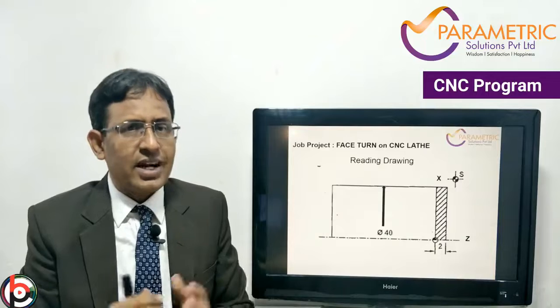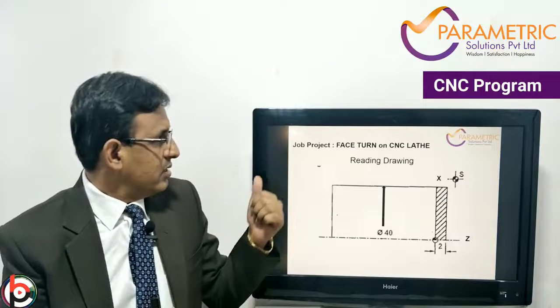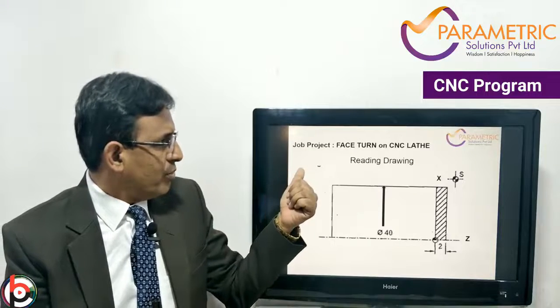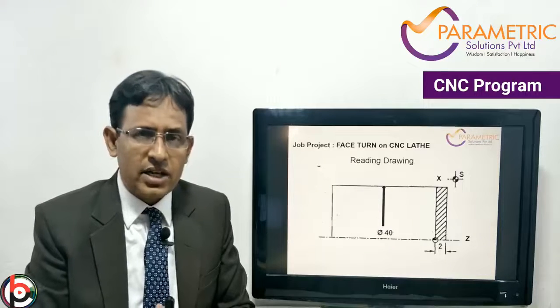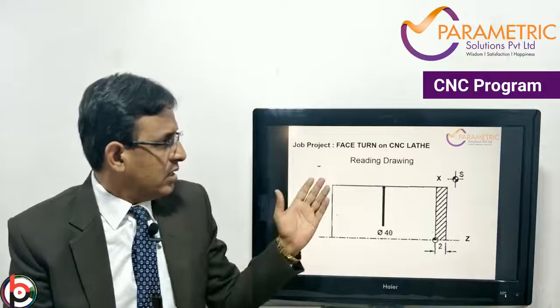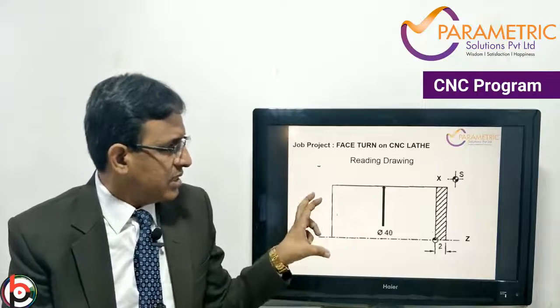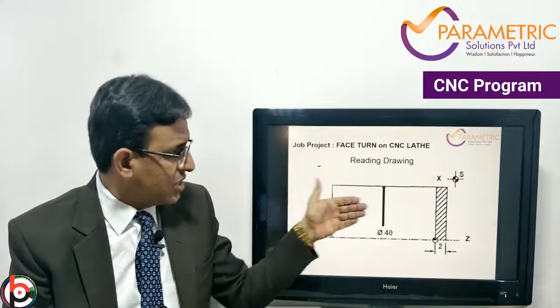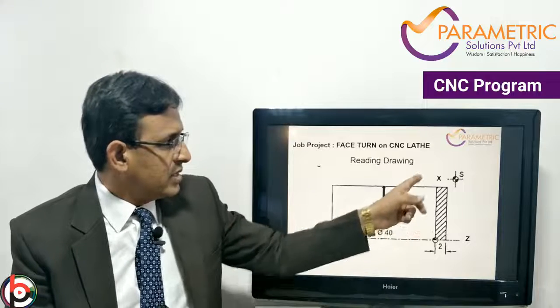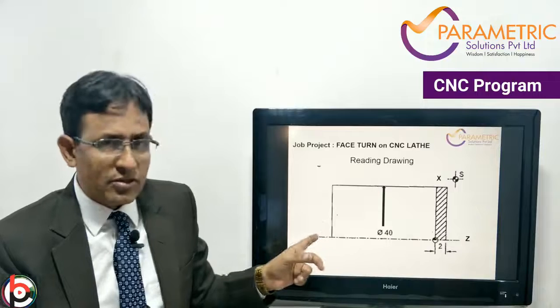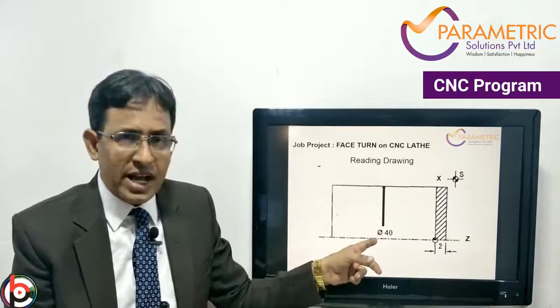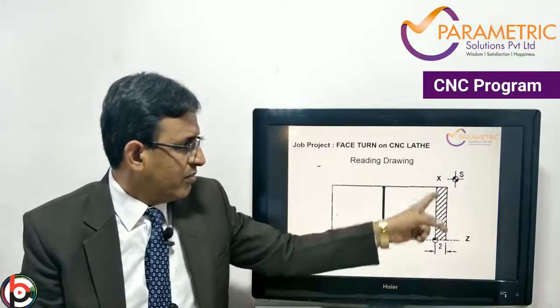Before we start, we have to understand the drawing here. The job project that I have taken is a CNC turning job on a CNC lathe machine. How to read this drawing: this is a cylindrical job. The half section is shown here. This is the X-axis, diametrically, and the Z-axis is longitudinal. The diameter is 40 mm dia, and 2 mm of face turning.